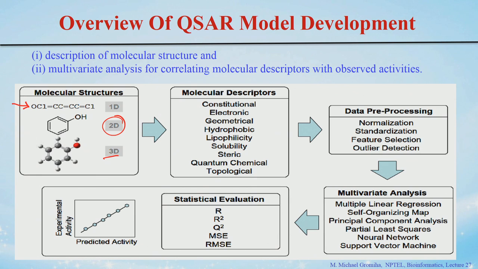Once we derive the descriptors, we need to pre-process the data: check whether the data set is fine or has any discrepancy, and standardize the data, then normalize the data. If it is a wide range, then we have to normalize the data.